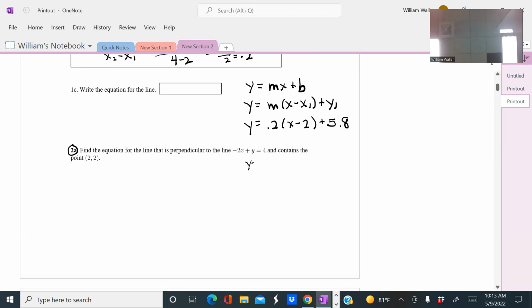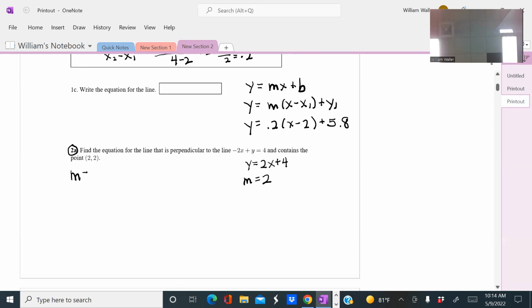That's easy to do, because if you just add 2x to both sides, you get y equals 2x plus 4, and that's in slope-intercept form. And when it's in slope-intercept form, then you can just read off the slope of the line. So the slope of this line is 2, but that's not going to be the slope of the line that we're interested in, right? Because the line that we're interested in is perpendicular to this line.